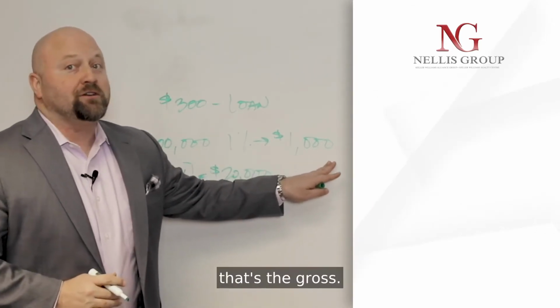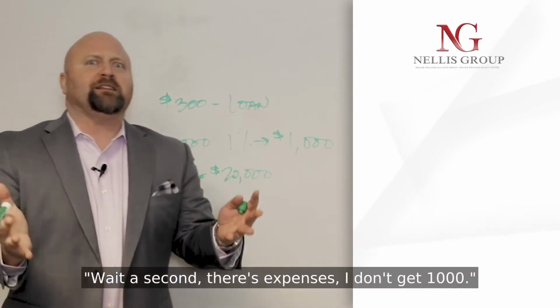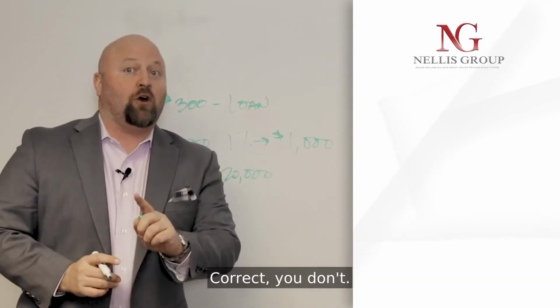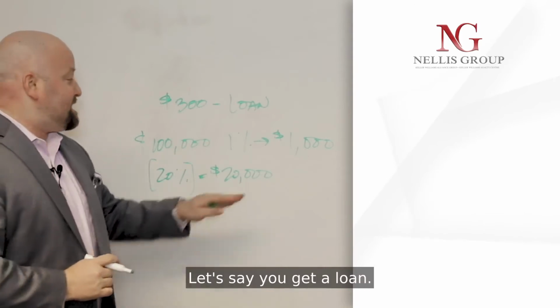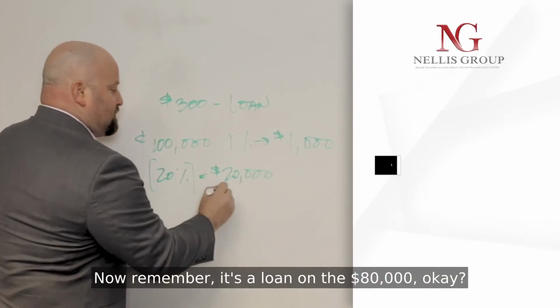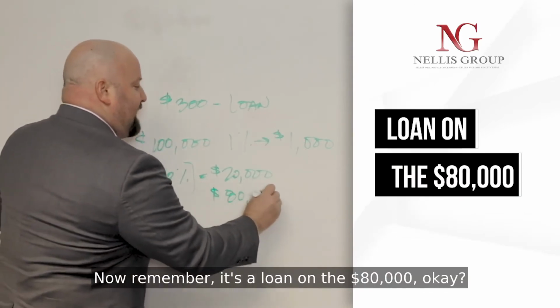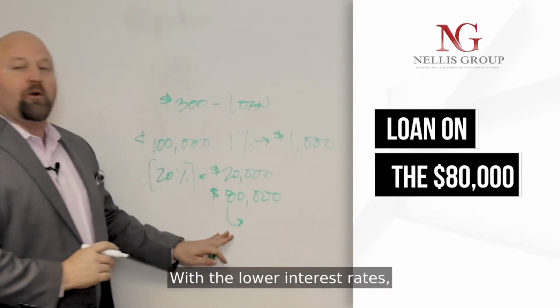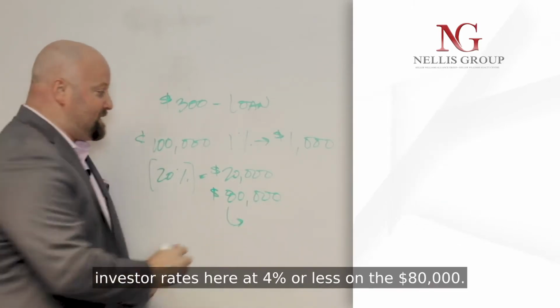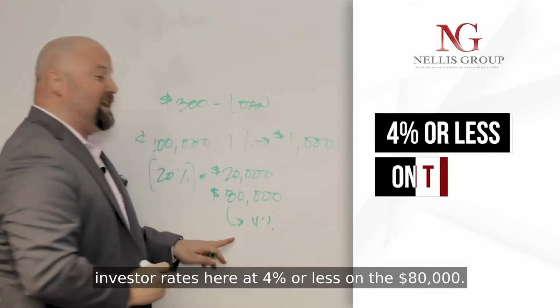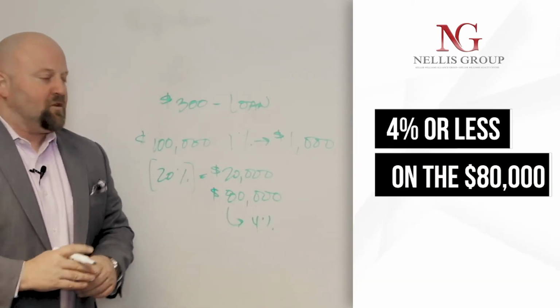That's the gross. And some of you are thinking, wait a second, there's expenses. I don't get $1,000. Correct, you don't. So let's focus on this. Let's say you get a loan. Now remember, it's a loan on the $80,000, okay? With the lower interest rates, investor rates, you're at 4% or less on the $80,000.